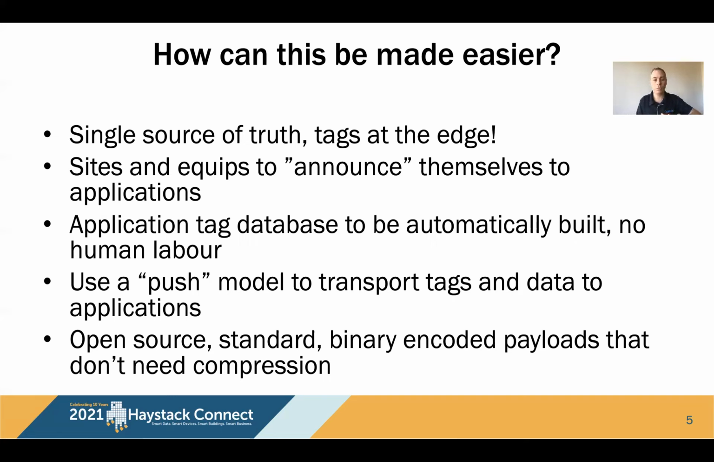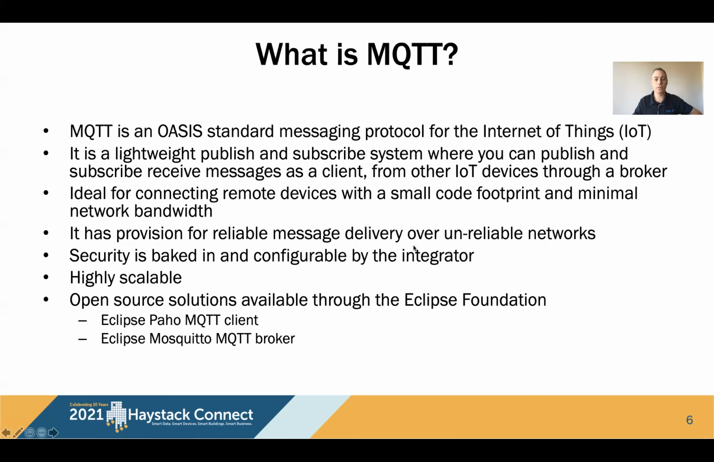We want to reduce the human labor. So application tag databases need to be built automatically. We also would like to use a push model to transport tags and data to applications. We don't want to have to request or pull data out of systems. We really want to be able to have our remote systems push up to our applications. And what we also want to do is use binary encoded payloads that reduce the amount of data we're sending, but we don't want to have to use compression. So we want to have open source standard mechanisms of encoding our payloads that reduce the size of the payloads that we are going to send.